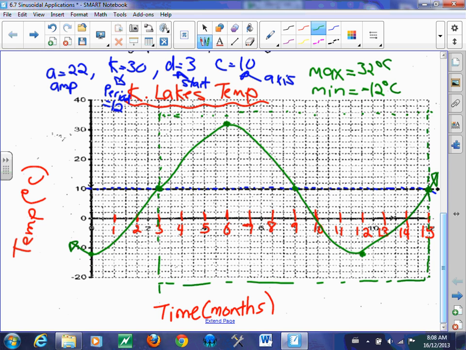So just remember, we use the axis to help us get started with the D value, and then we knew it was a sine. It was the base of the sine function, so we had to go up to its maximum, back down to its minimum, and we could draw a graph. All right, if you have any questions with that, please come see me. Let's move on to the next page.